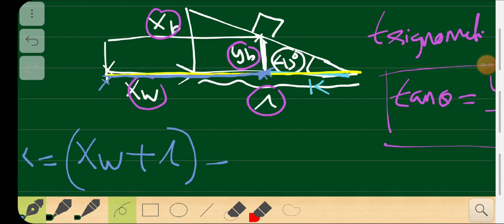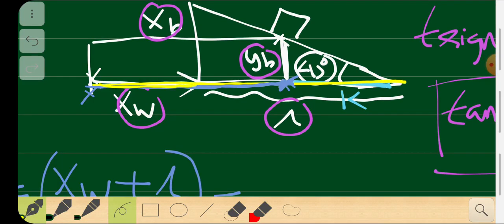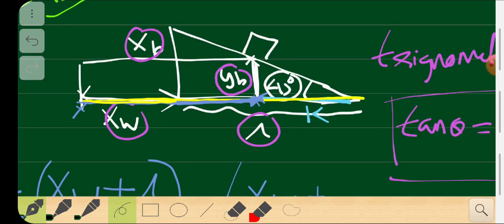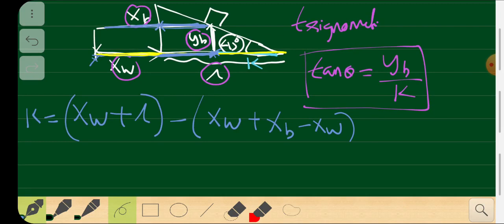So it can be divided into two parts. The first part, the yellow part, will be minus xw, plus the second part, which is the whole xb minus xw. So xb is this total length, minus xw, will be the rest of this part. So it will be xb minus xw, so that is equal to k. So we have found out k.